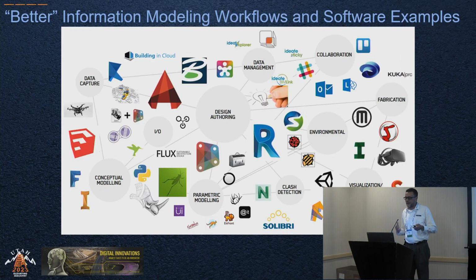So here are some better information modeling workflows and software examples. The key here isn't the nature of all these little symbols that you see flying around, but it's data capture, concept modeling, inputs and outputs, design authoring, parametric modeling, clash detection, visualization, environmental concerns, fabrication, but mostly data management. My job is to focus on, when you look at this diagram, how we are moving data across all of those delivery stovepipes from all of those different software solutions. There are architectures behind how to move that data, and I'm going to speak to that a little bit later, the basic core of how we move information.